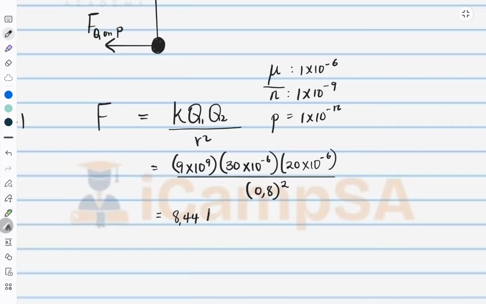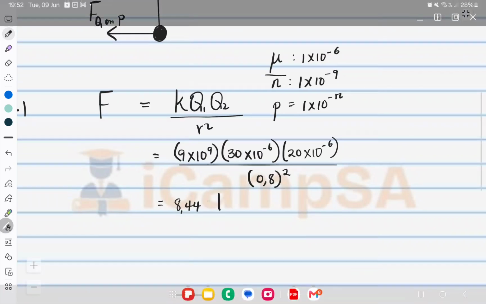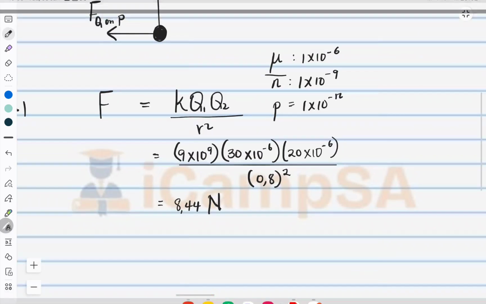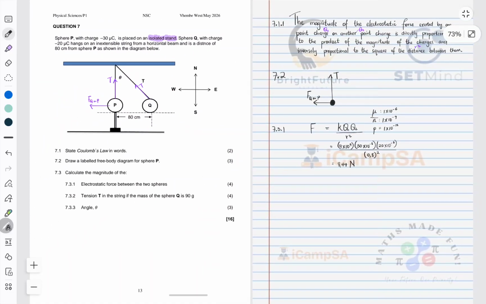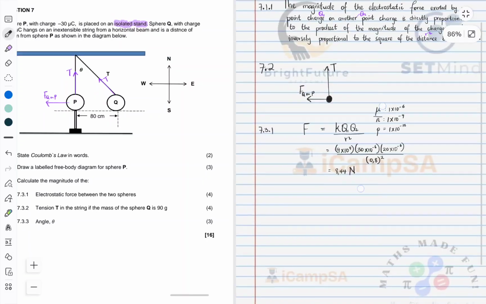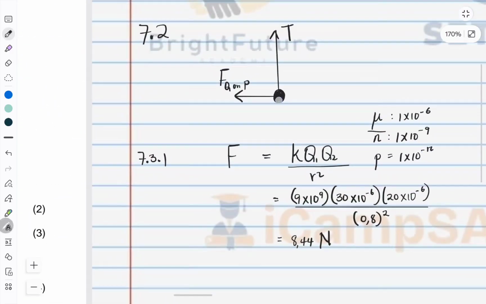0.44. This is what I get, newtons. 0.44 newtons. That's our electrostatic force. Now we are tasked with finding the tension T in the string if the mass of the sphere is 90 grams. Okay, so you see what I mean? Perhaps since it's 3 marks, let's include the weight of the sphere here.